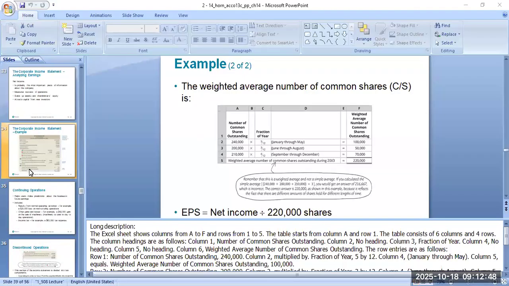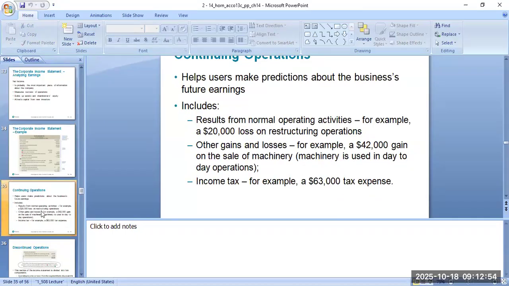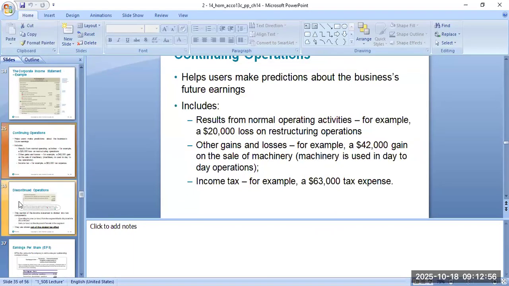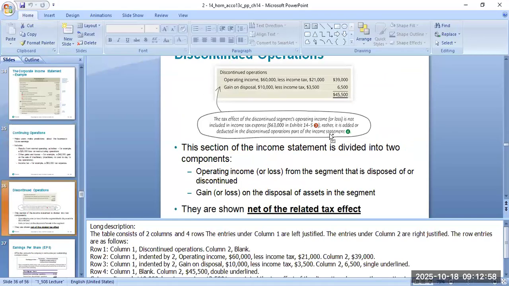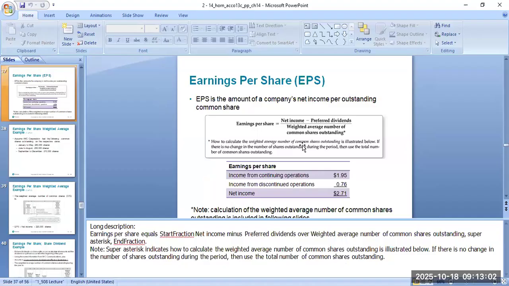Okay, last time we finished with the calculation of the weighted average number of shares outstanding. Why do we need that? It's the number we needed to be able to calculate earnings per share.